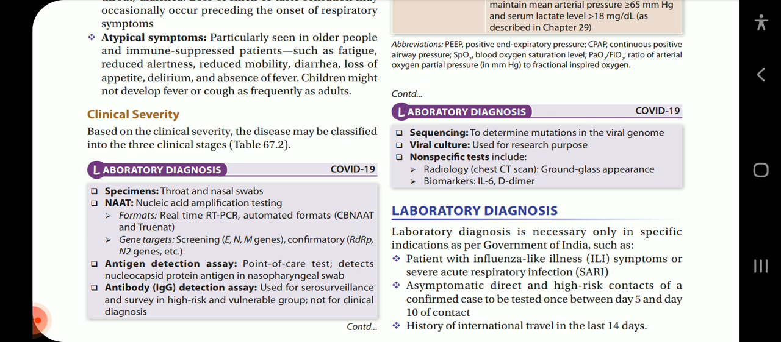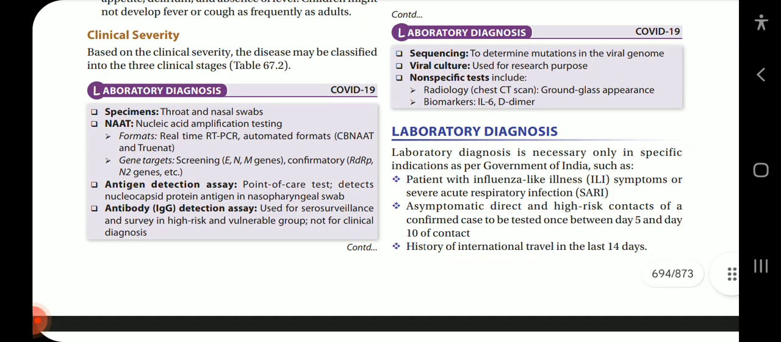Antigen detection assay, a point of care test, detects the nucleocapsid protein antigen in nasopharyngeal swab. Antibody IgG detection assay is used for serosurveillance and surveying high risk and vulnerable groups, not for clinical diagnosis. Sequencing determines mutation in the viral genome, and viral culture is used for research purposes. Non-specific tests include radiology, chest CT scan showing ground glass appearance, and biomarkers like interleukin 6 and D-dimers.